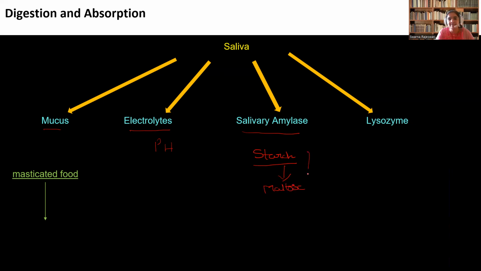Salivary amylase, which is present in the saliva in the buccal cavity, converts starch into maltose. And what is the function of lysozyme? It is antimicrobial in action. So saliva contains four substances: mucus, electrolytes, salivary amylase, and lysozyme. Mucus helps in the lubrication of food. Electrolytes maintain the pH balance of the buccal cavity. Salivary amylase is an enzyme which mainly acts on carbohydrates, converting starch into maltose, and lysozyme is antimicrobial in action.